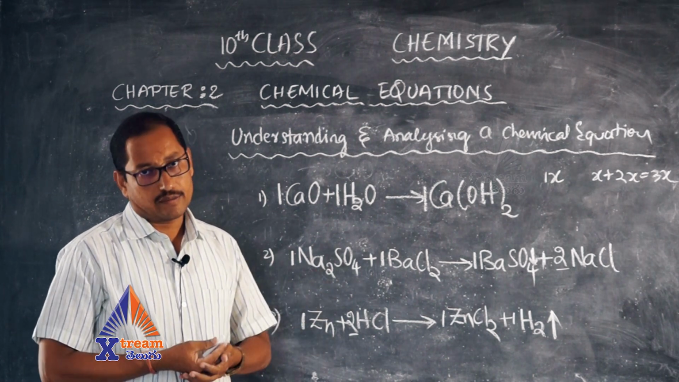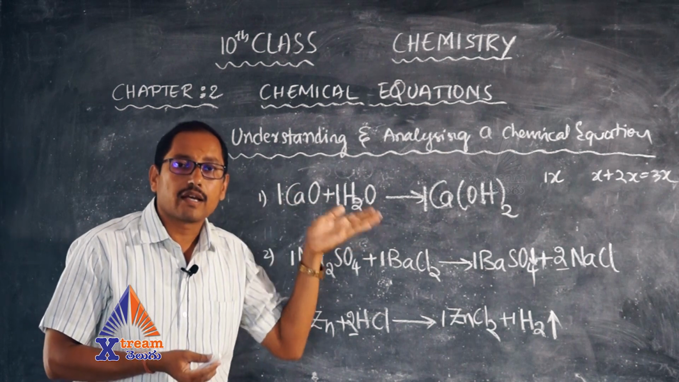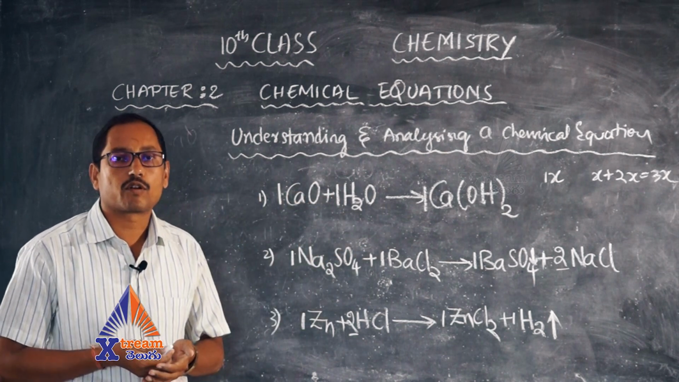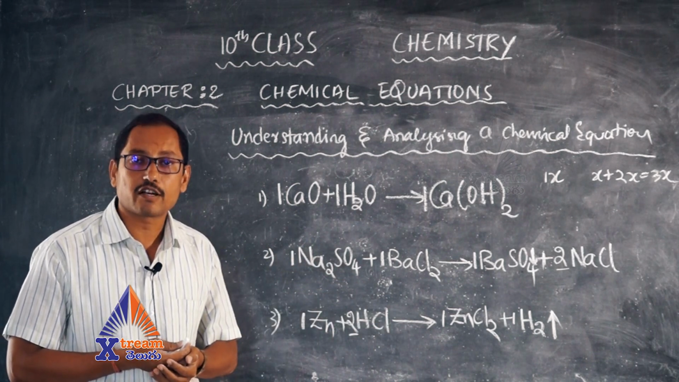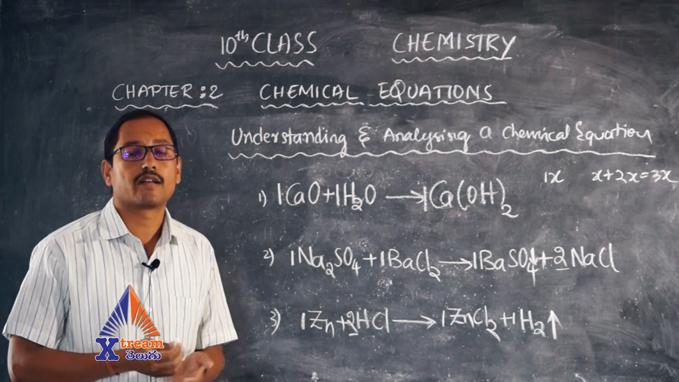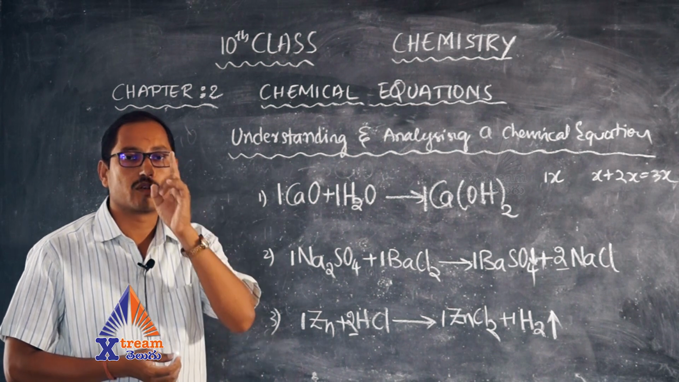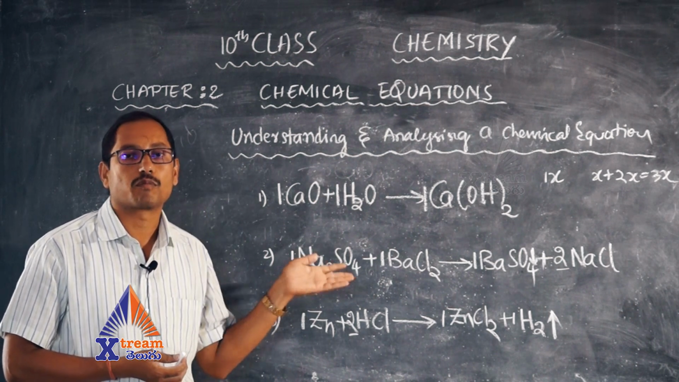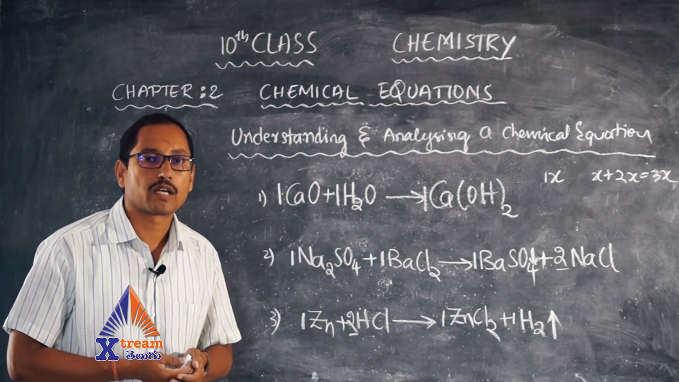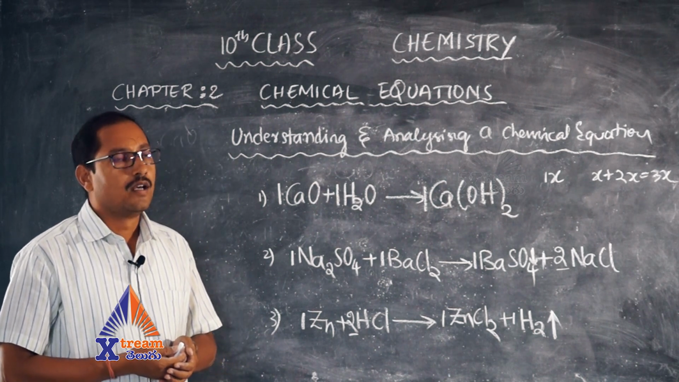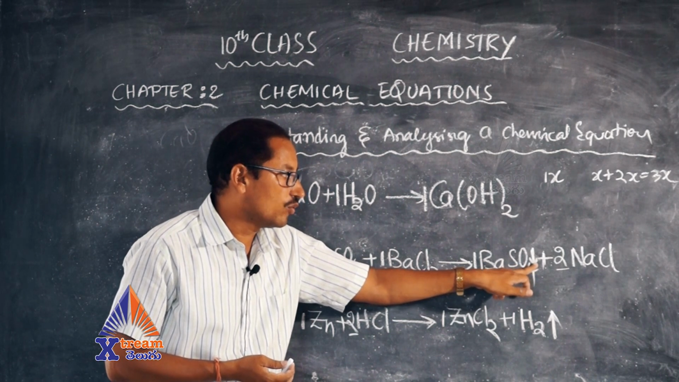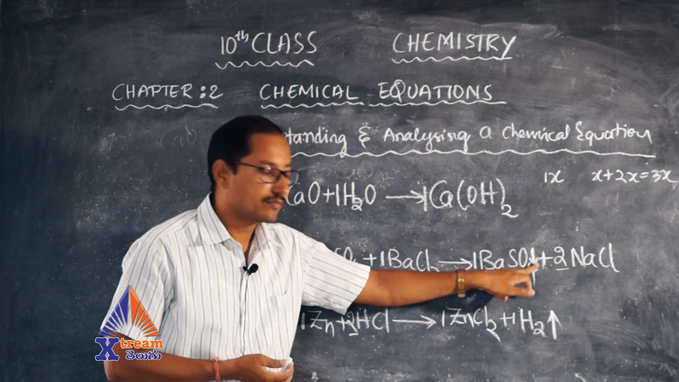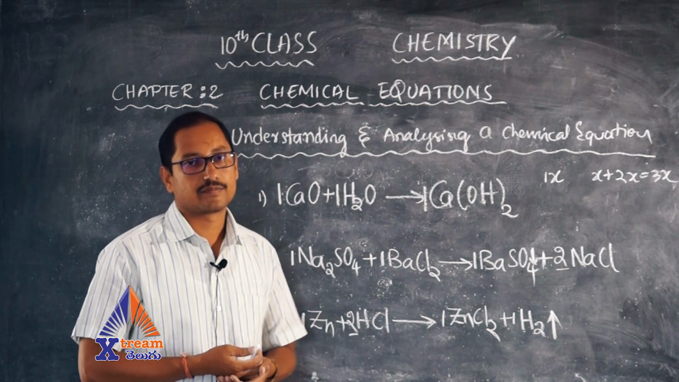The conclusion is, if at all some number is there in front of a molecular formula, that means that many molecules are participating in that particular reaction. If no number is there in front of a chemical formula, that means one molecule is participating in that particular chemical reaction. Here, more interestingly, you can see one downward arrow mark and one upward arrow mark.